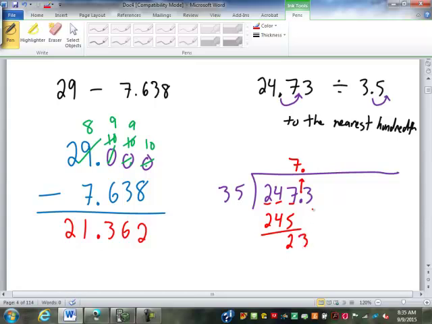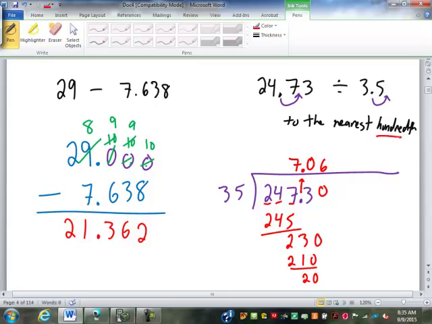35 into 23? No, so what do we have to do? If I put a 0 here, then we can add a 0 and bring it down. 35 into 230. Might be 6 times. Would be 210 with 20 left over.